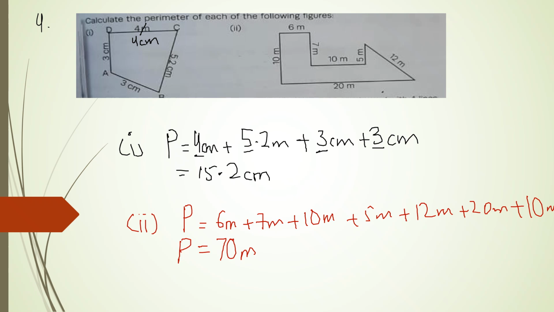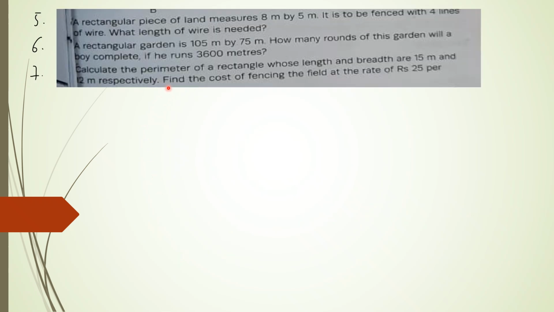Okay, now in question number 5, we have a word problem which states: a rectangular piece of land measures 8 meter by 5 meter. That means 8 meter is the length and 5 meter is the breadth. It is to be fenced with 4 lines of wire. What length of the wire is needed? Okay, let's do it. We have a rectangular land, right?